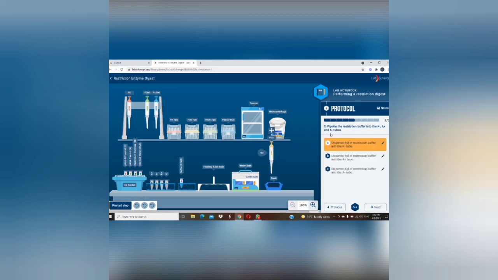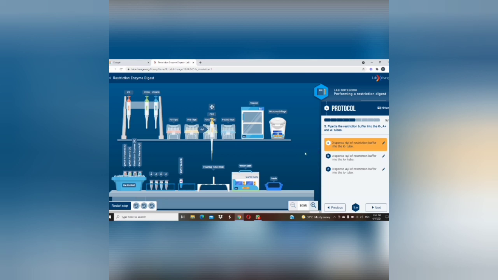Next, pipette the restriction buffer into the K negative, A positive and then A negative tubes. So we are going to do the same procedure that we did for the K positive tube for all the rest of the tubes, which are A positive, A negative and K negative. Make sure we change the tip for each material that we are going to dispense.